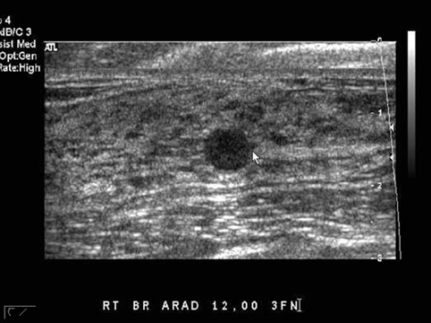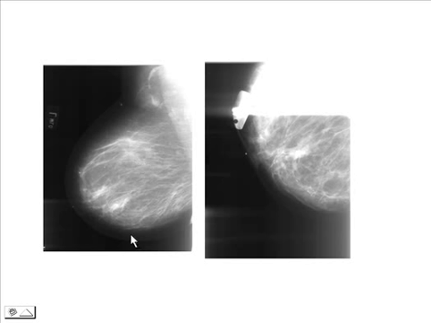It has some suspicious characteristics and some benign characteristics, but it did get biopsied and was proven to be a mucinous carcinoma. So you can't always go by the mammographic appearance. Here's a more vague band of density demonstrated on the mammogram.